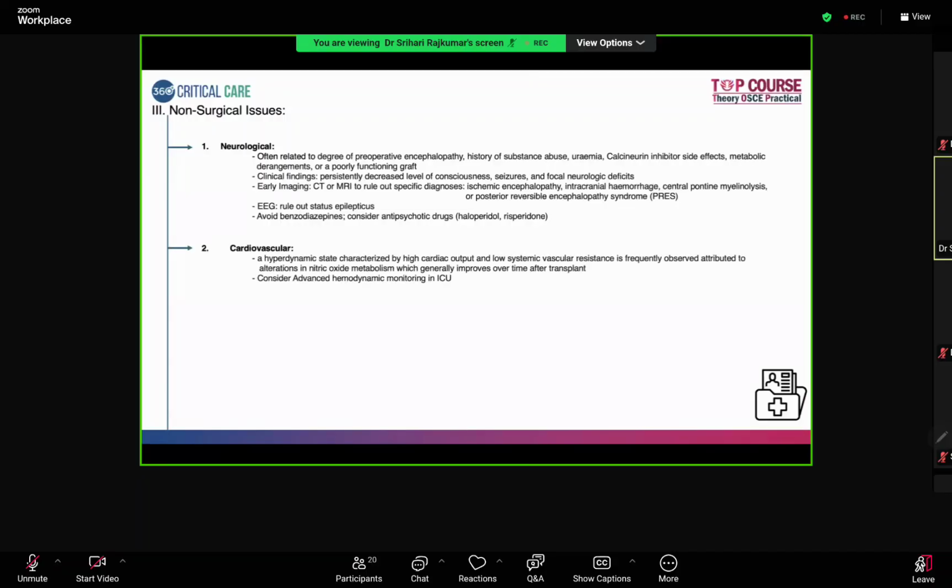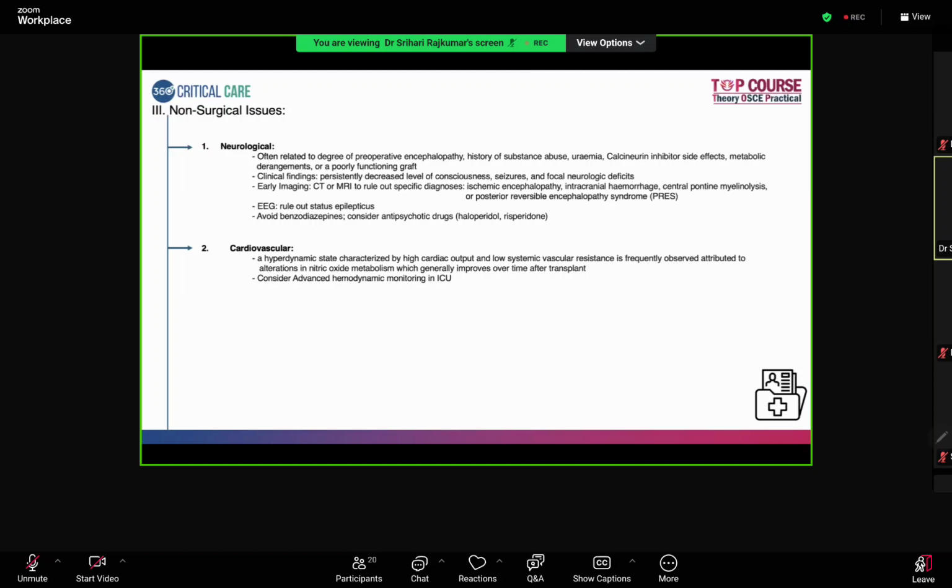Next is cardiovascular. Usually the post-transplant phase is a hyperdynamic phase, characterized by high cardiac output and low systemic vascular resistance. Why does it occur? It's mainly because of alterations in nitric oxide metabolism, which generally improves over time after transplant. So usually in the first 24 to 48 hours, you will see that they will be on triple vasopressors, but over time they usually start to resolve.